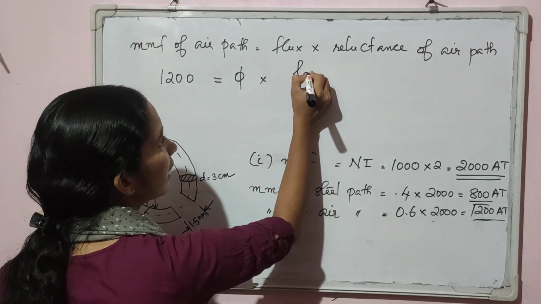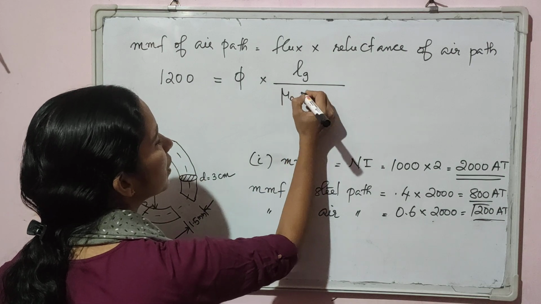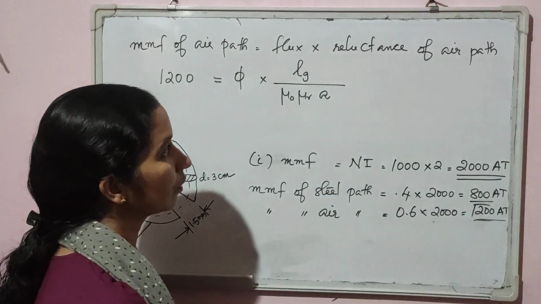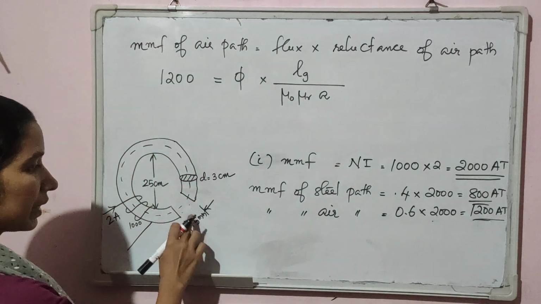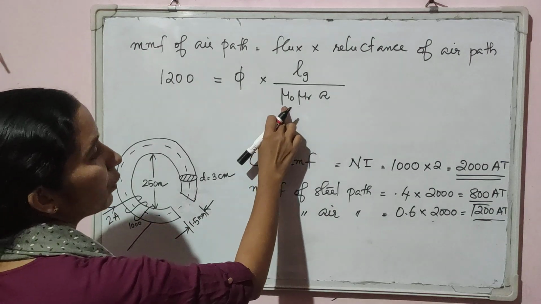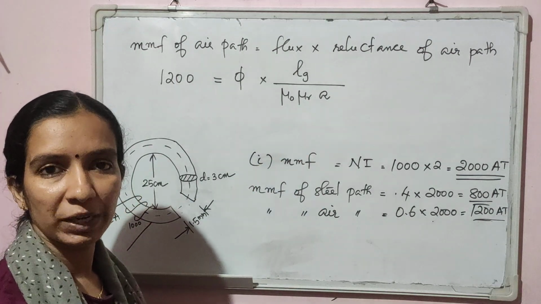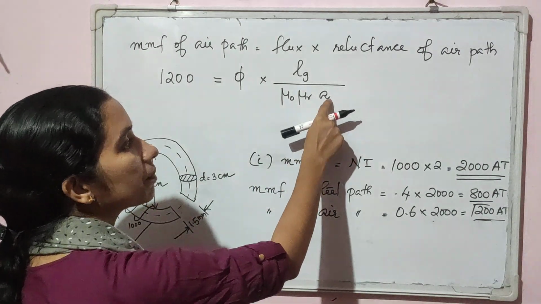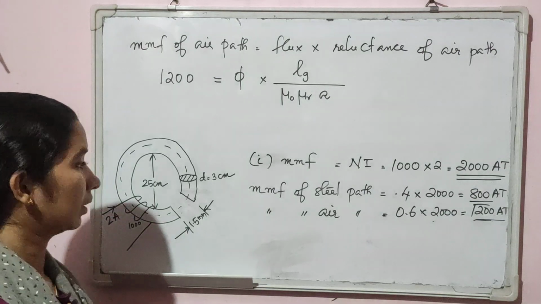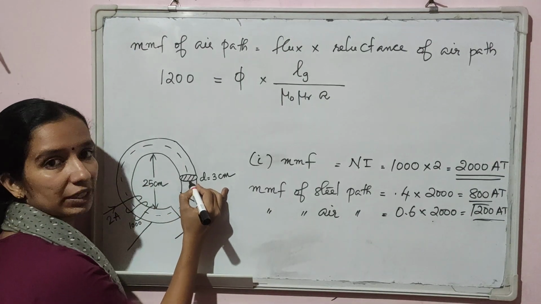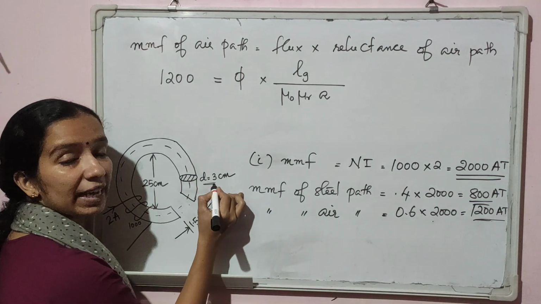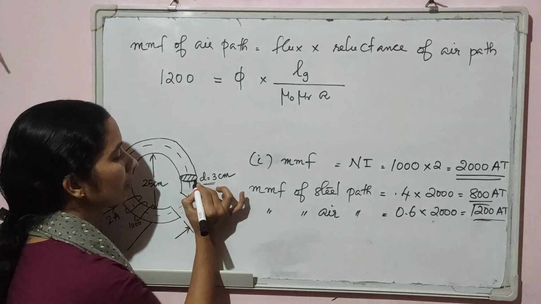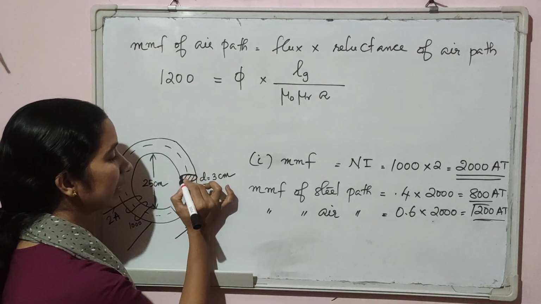Reluctance of air gap will be length of air gap divided by mu 0 into relative permeability of air gap into area of cross section. Length of air gap is given as 1.5 mm. Mu 0 is 4 pi into 10 raised to minus 7. Relative permeability of air gap is 1, but we don't know the area of cross section. For calculating it, we are given the diameter of the circular section.